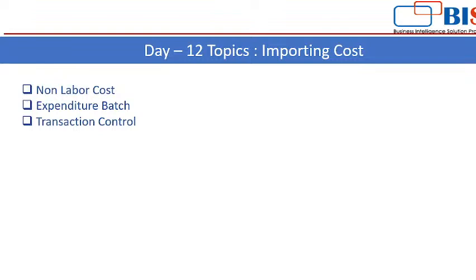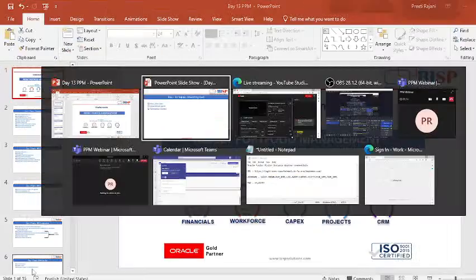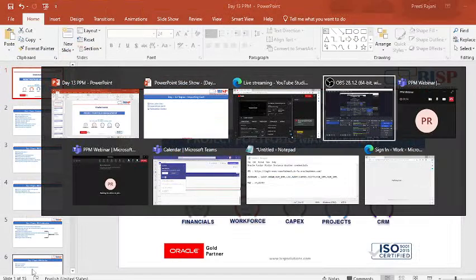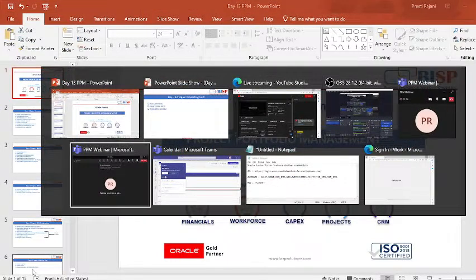Say I have a 1 hour rate for that equipment as 50, and my project A is using that equipment for 10 hours. So 500 will be charged to that project. So we will see how to do the configuration for the same. Let's move to our application.